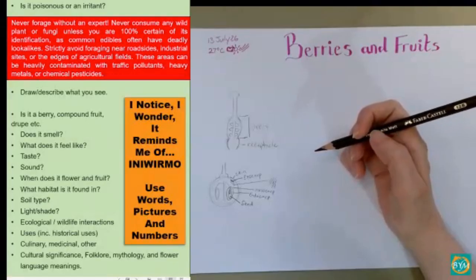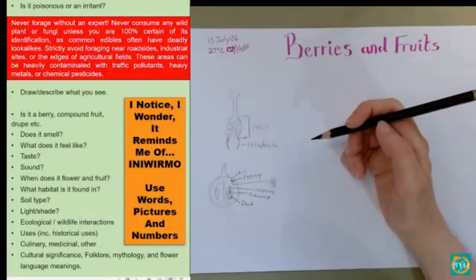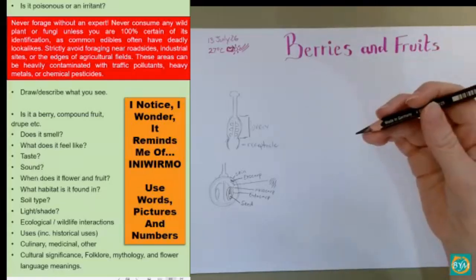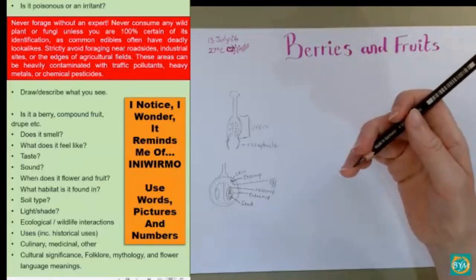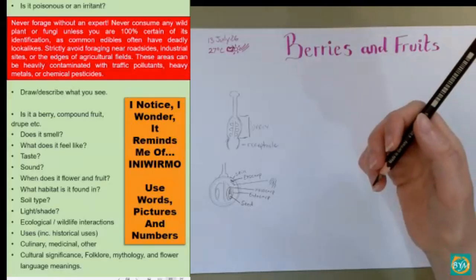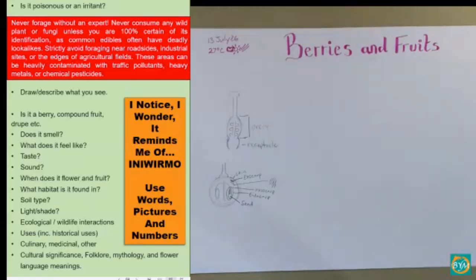And what kind of habitat are you going to find it in? So does it prefer a particular type of soil, light or shade? And are you noticing any wildlife interaction? So is anything pollinating or eating the plant? And then you might want to have a look, do a bit more research. Are there any particular uses of the berry or the plant? So just a little bit of a list of prompts that you can follow through if you want to.